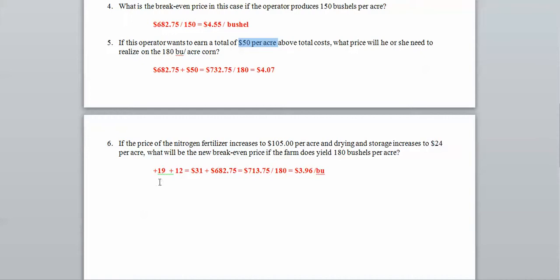We have a what if question, number 6. If the price of nitrogen fertilizer increases to $105 an acre and drying and storage increases to $24 per acre, what will be the new break-even price if the farm does yield 180 bushels an acre?